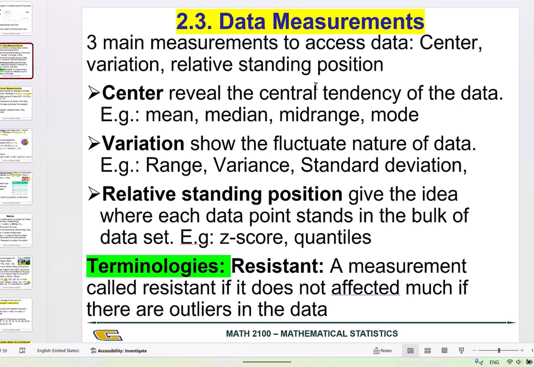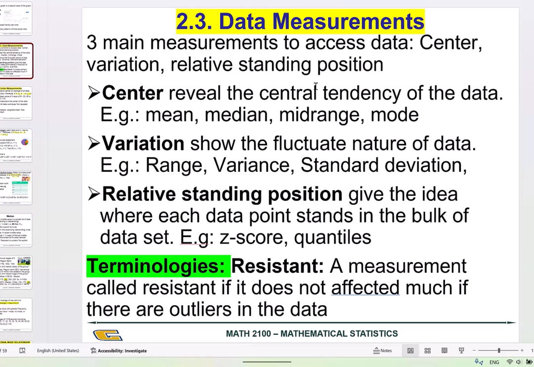Now, let us look at the last part of the chapter, data measurements. Previously we saw that we can organize the data in a table. We can visualize data by using different graphs. But finally, it's also a very important task to provide some way to summarize the data by different quantitative measurements. There are three main measurements we use to assess data: center measurement, variation, and relative standing position.